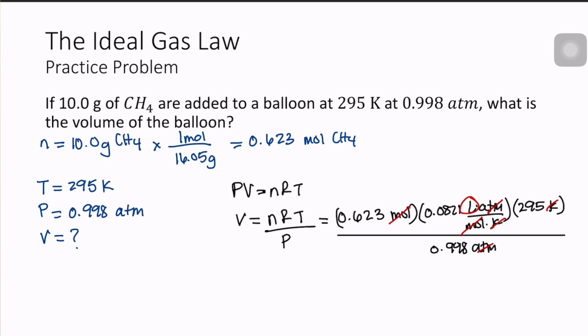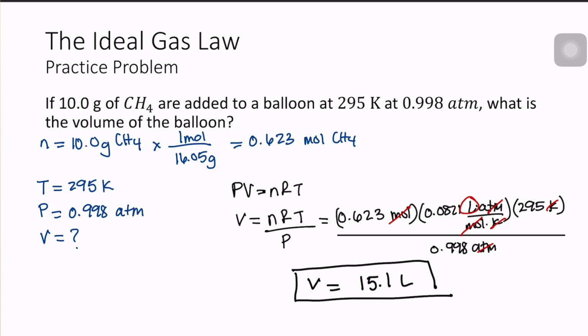So we will take our moles, multiply it by the gas constant, and then finally multiply it by our temperature. You can get the answer of that. I get 15.09, and then we can divide that by our pressure. And I get 15.1 liters. So that is my final answer.